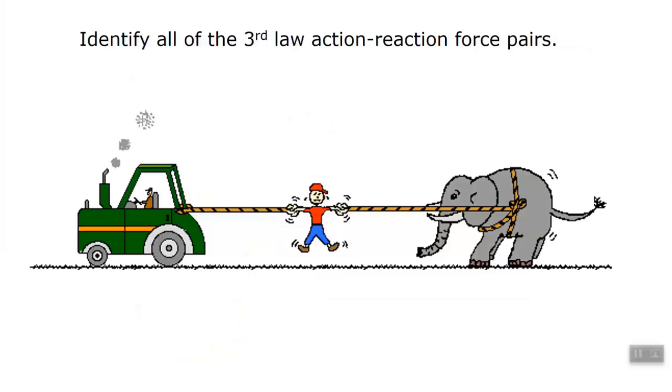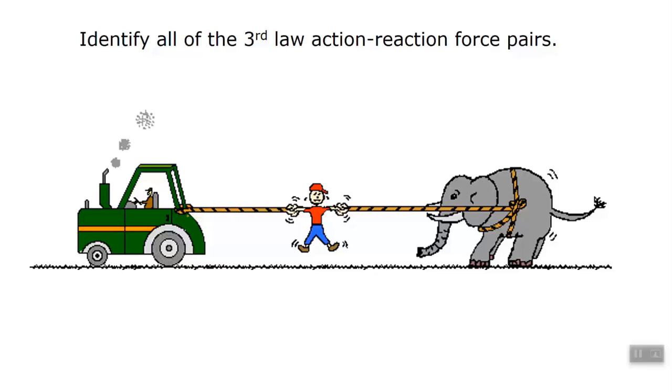So if this guy is caught in the middle, poor guy, I think there are a lot of third law action-reaction forces that we can identify, and they come in pairs. So you have the tractor, you have the elephant, and you have this boy hanging on by two ropes to either of them. What are the action-reaction pairs that you see? I'll just scribble them down as I think through this. There's the tractor, there's the boy, there's the elephant. I'm not going to worry about the ropes.